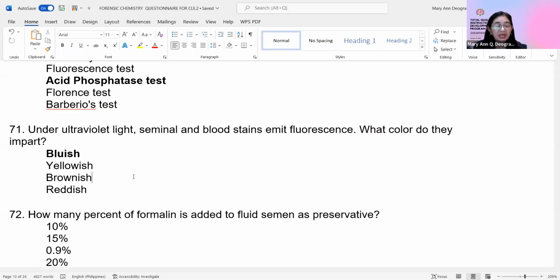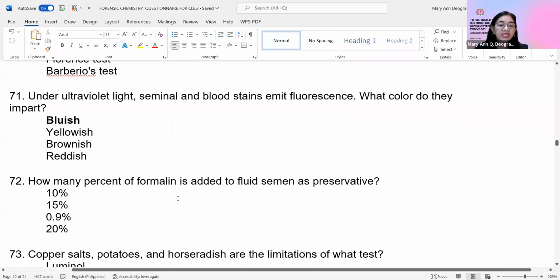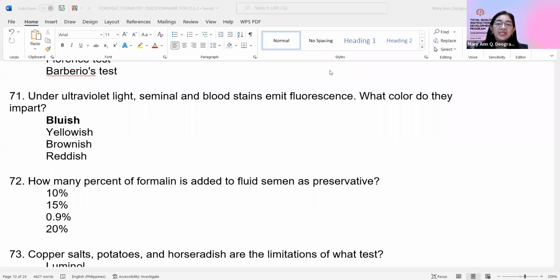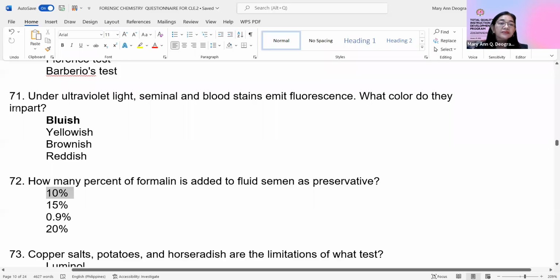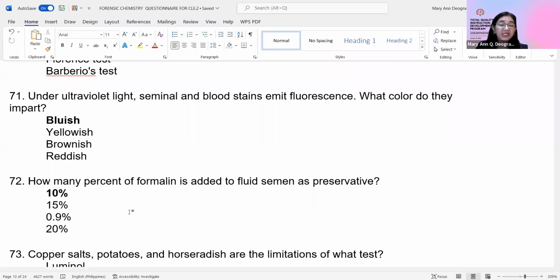Tapos, ang semen and blood, blue din ang fluorescence niya. So, yun lang. Apat lang yung na-identify natin using the fluorescence test. Then number 72, how many percent of formalin is added to fluid semen as a preservative? Is it 10, 15, 0.9, 20%? 10, yes, it's 10%. Ang 0.9 natin sa saline yan eh. Saline is the one which is used in dissolving blood samples in the different examinations.